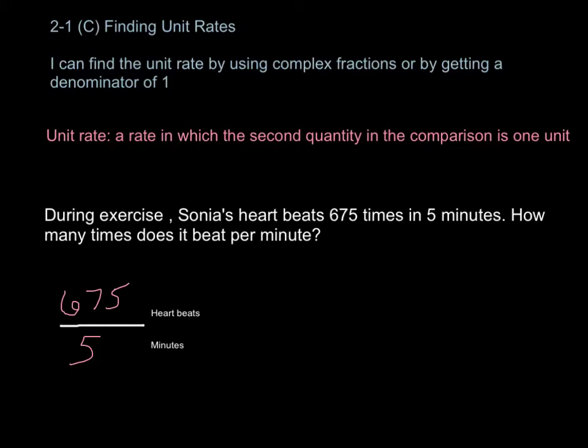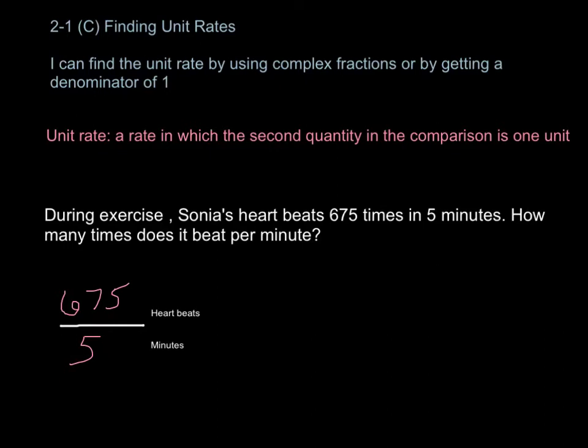Okay, but what I want to do now is convert this so I have a denominator of 1. So I want to get this 5 and change it into a 1. The way that we're going to do that is actually pretty simple. We're just going to divide by the denominator. So we're going to divide both the numerator and the denominator by the denominator, and that will get it to 1. Okay, so it's kind of like we're just reducing it. Okay, so let's go ahead and do that.